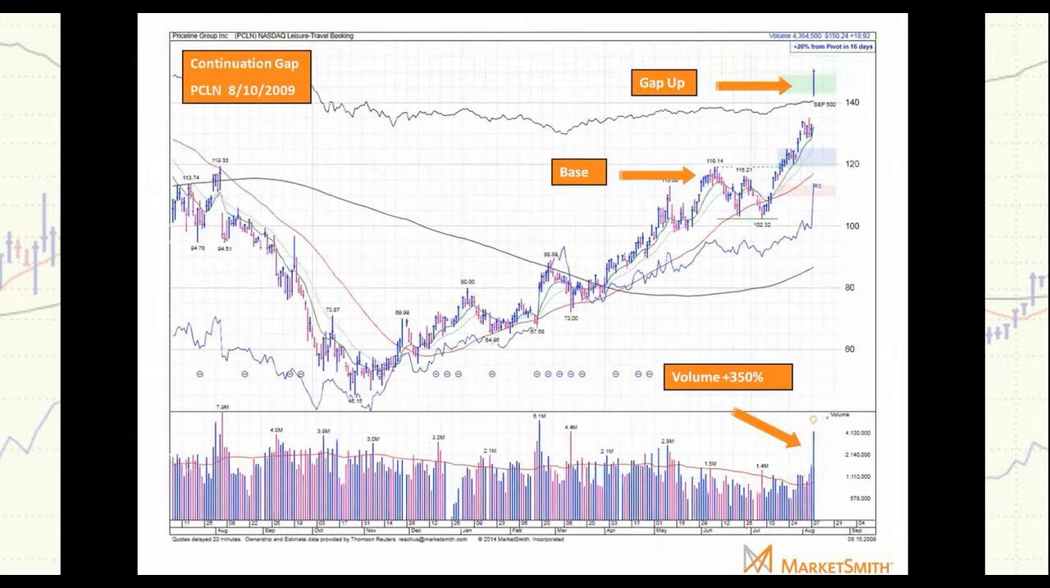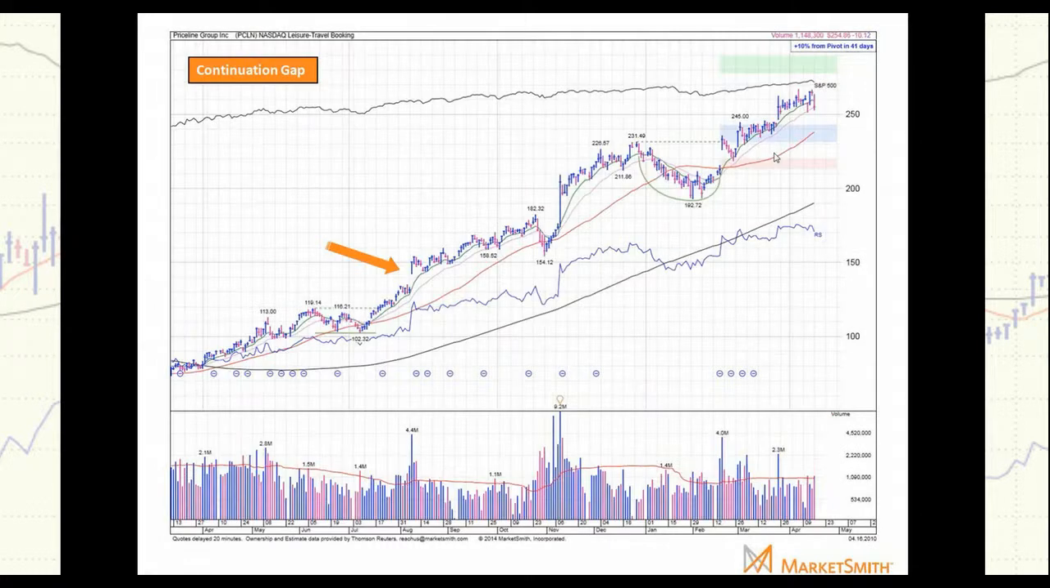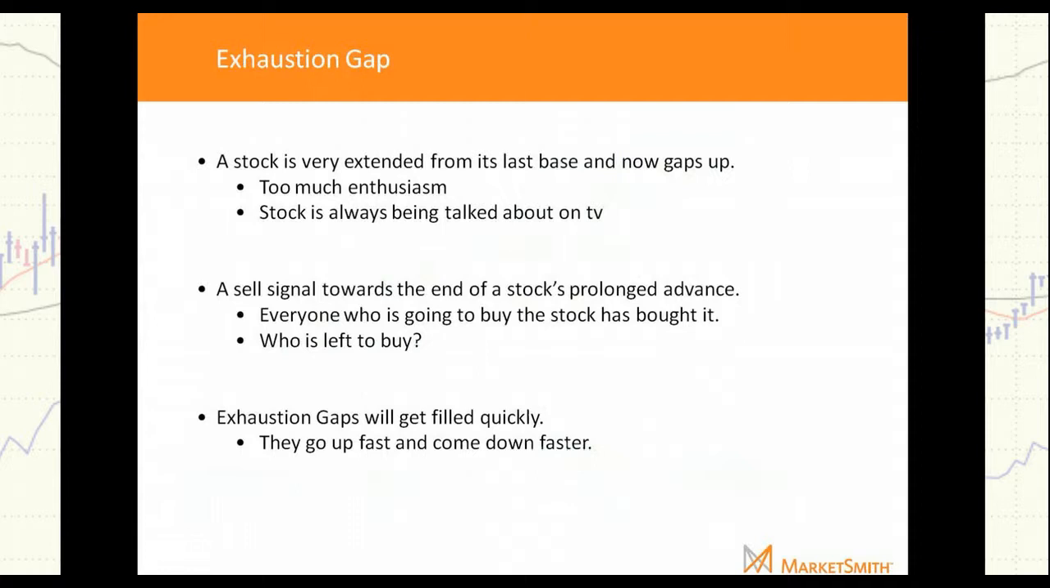For instance, let me go back here. Say I was in Priceline here, right? And now it gaps up at this point, and I'm up big on it. I'm putting a stop below the low at this point to protect myself, at least for half the shares, because I don't know if this is a continuation gap or an exhaustion gap. There's just too much enthusiasm coming in at that point. And the bottom line is, for an exhaustion gap, they will get filled quickly because they go up fast, they come down faster.